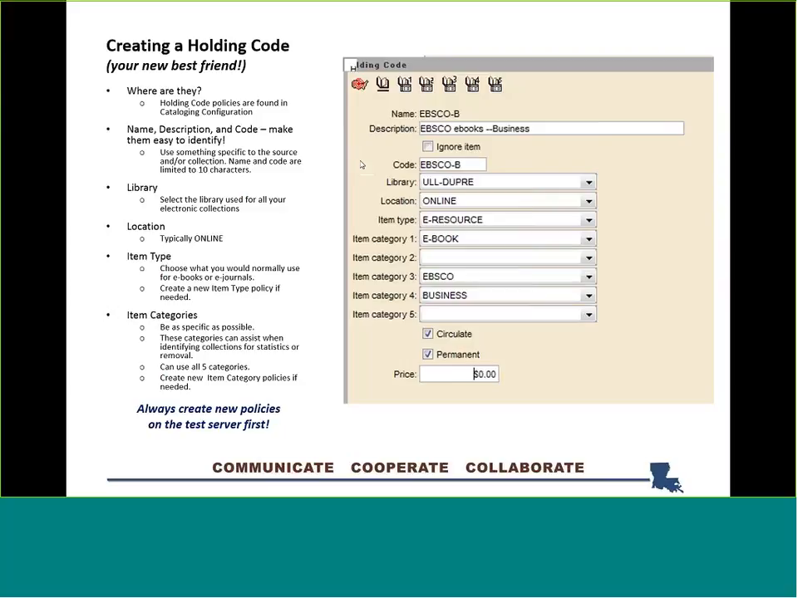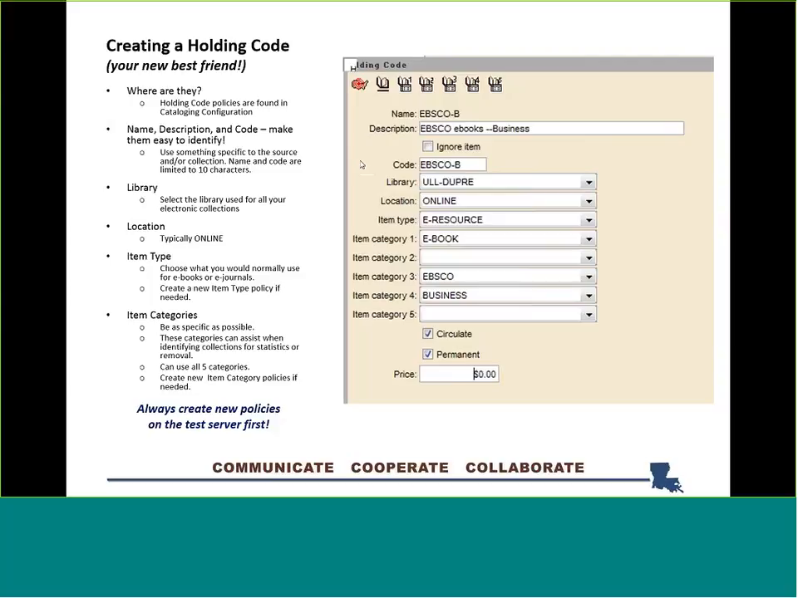That's all right. Creating a holding code, it's pretty easy, and it really is your new best friend. The holding code policies are located in the configuration toolbar under the cataloging configuration area, and I have an example here from ULL. And you can see pretty easily by the name and description what this holding code was used for. It was used for their ebook collection for EBSCO, in particular the business ebook collection.